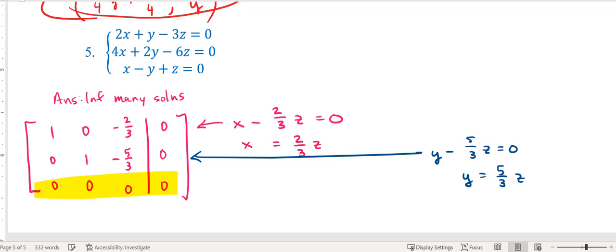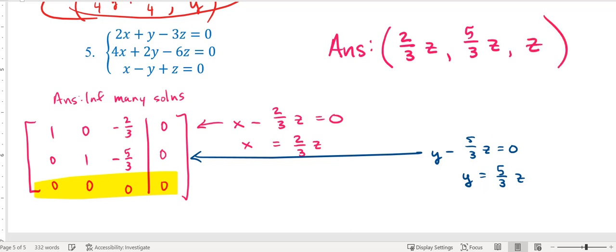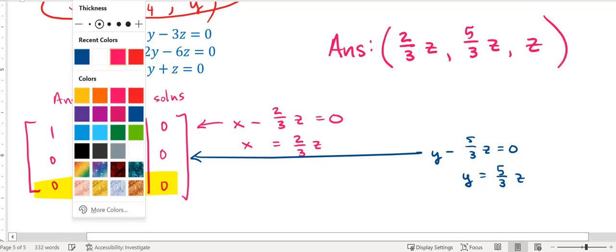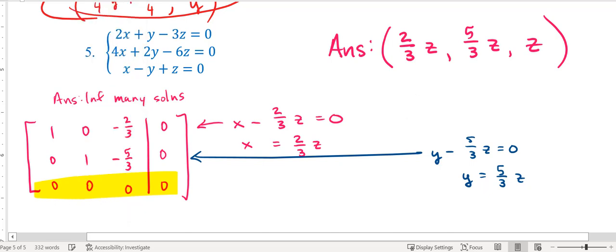So my answer, if I wanted to tell you what form those coordinates take, I would get 2/3 z for x, 5/3 z for y, and z could be anything. That's it. This should be very helpful to those who are going on to Math 1324 for a business degree.